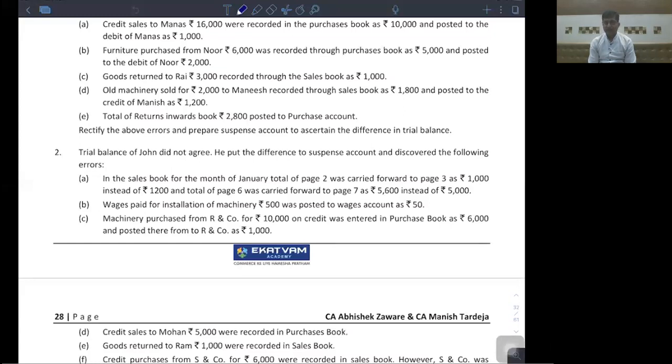In case we are rectifying the errors in the subsequent year and the suspense account doesn't tally, what should we do? The suspense account balance again will be transferred to the capital account only. That will always remain as it is. Am I right?